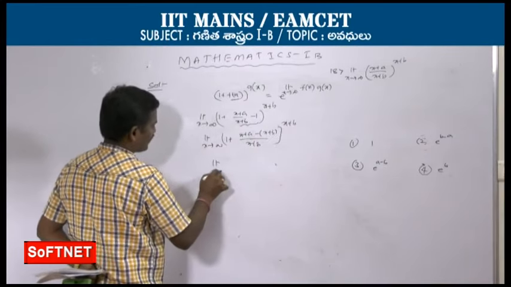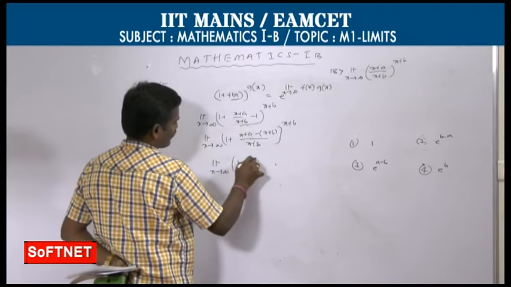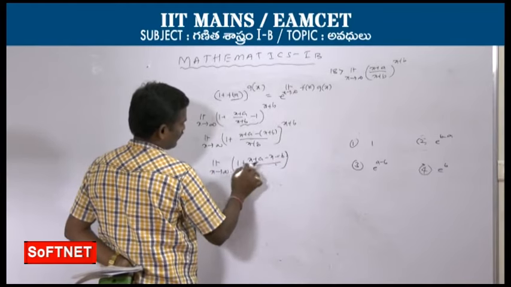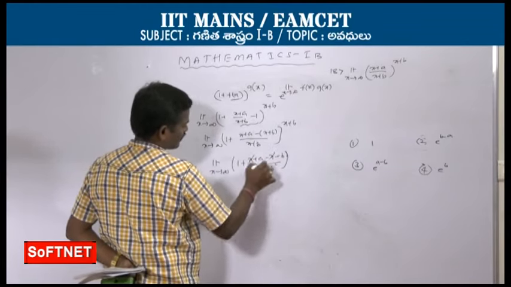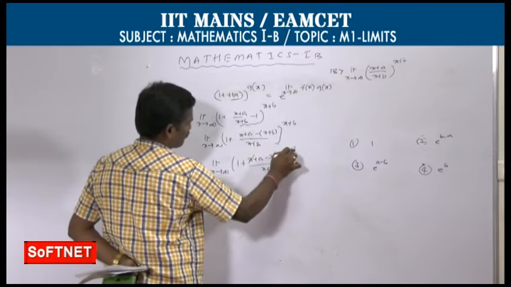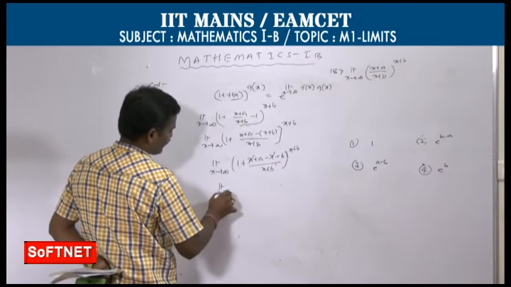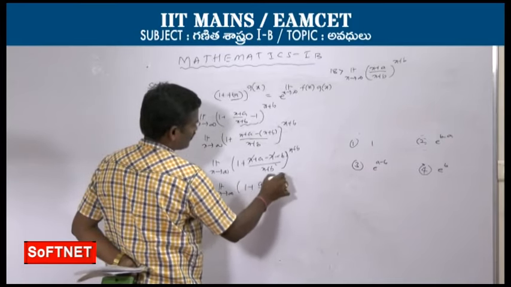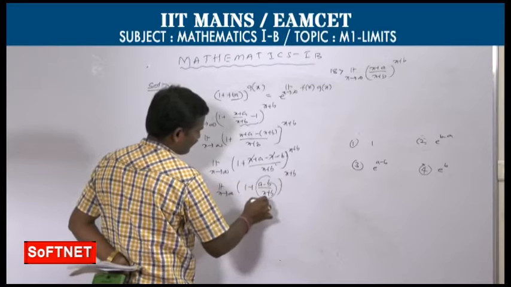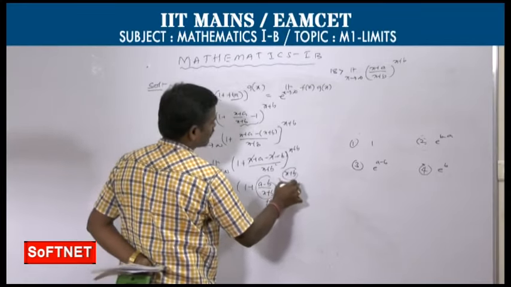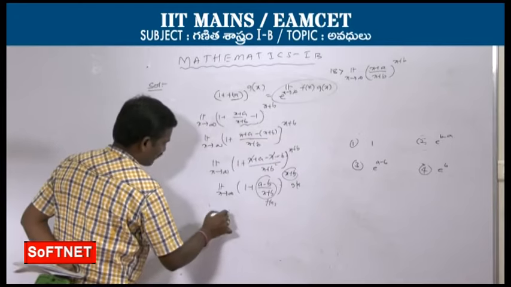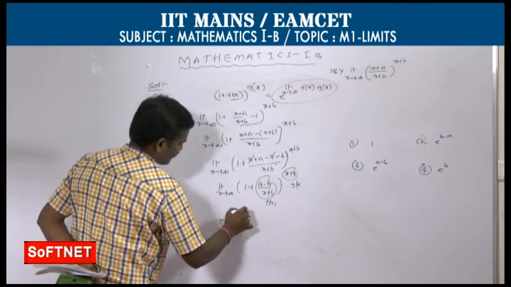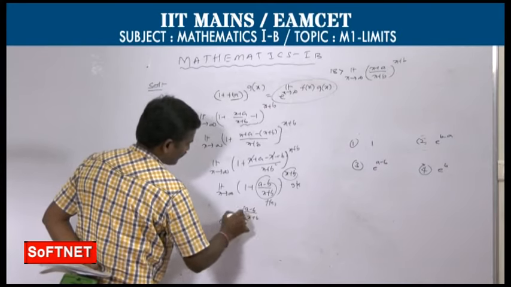So limit as x extends to infinity, 1 plus (x plus a minus x minus b) by x plus b. So minus x plus x cancel. So 1 plus (a minus b) by x plus b is the function, to the power x plus b. So this one is f of x, and this one is g of x. Write in this formula: e power limit as x extends to infinity. So f of x function is what? A minus b by x plus b, into g of x, which is what?